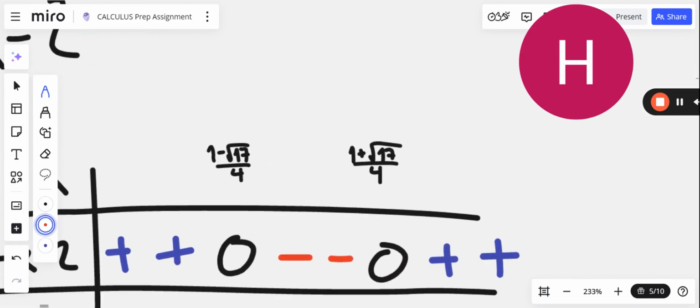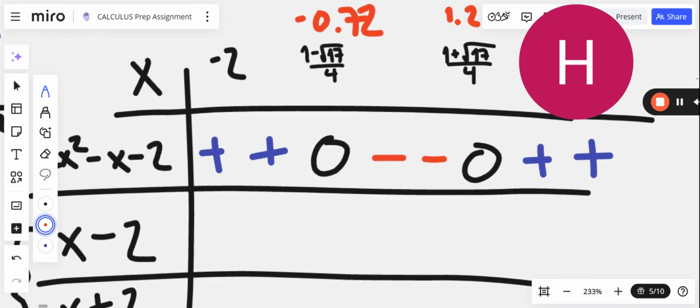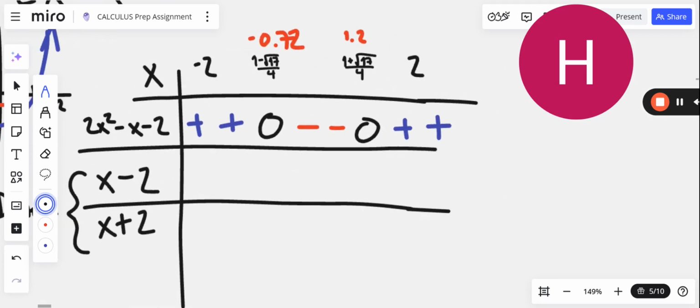And since this is approximately 1.2, we're going to put 2 out here, and we're going to put negative 2 out here since this is approximately negative 0.72. I'm sticking with the negative 0.72. I don't know that that's a really good approximation for this value, but I don't feel like checking, so that's fine. All right, let's put our zeros on the rows.